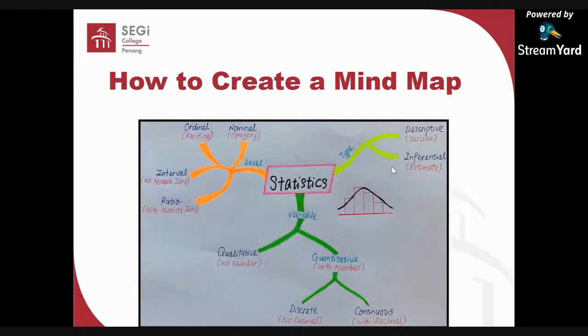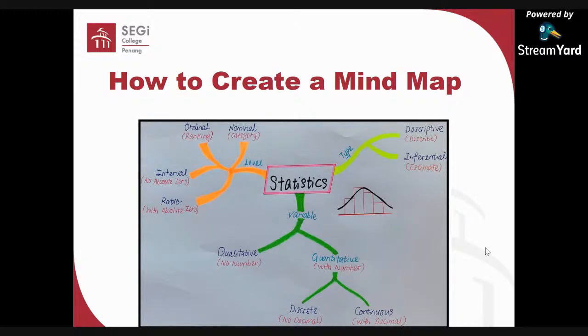Okay, until now I was just sharing one of my friends' mind maps. This is talking about statistics. From here you can see the statistic, we got levels. From here we got 4 levels. Ordinal and nominal are for the ranking and category, then interval and ratio. So from here you can understand in statistics we got 4 levels.